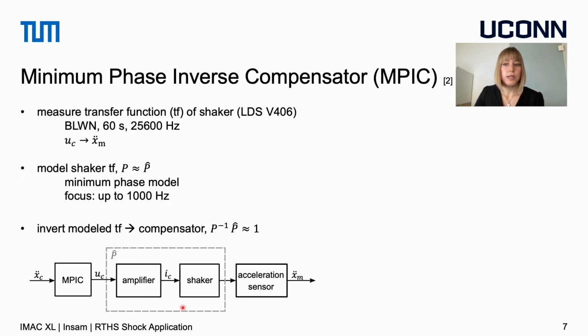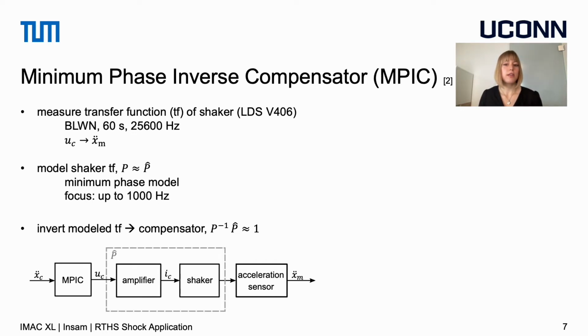We did this using band-limited white noise, which was used as the input for the plant UC, and we measured the acceleration output XM double dot. Then we approximated the measured transfer function. This approximated transfer function will in the next step be inverted and used as the inverse compensator.